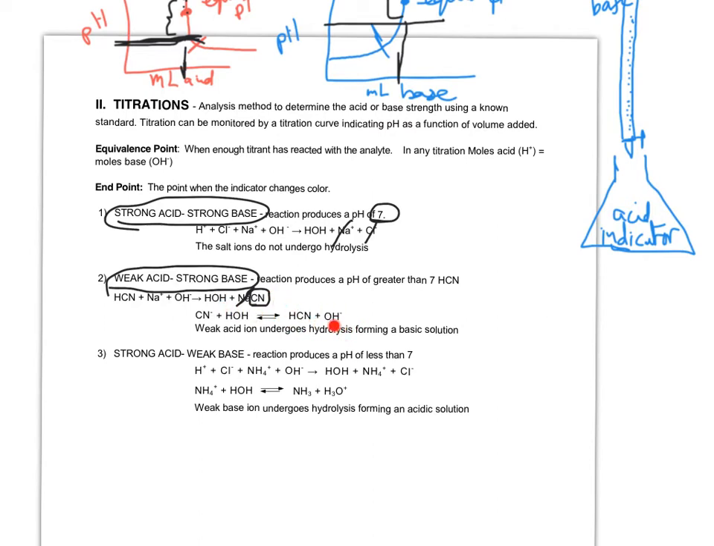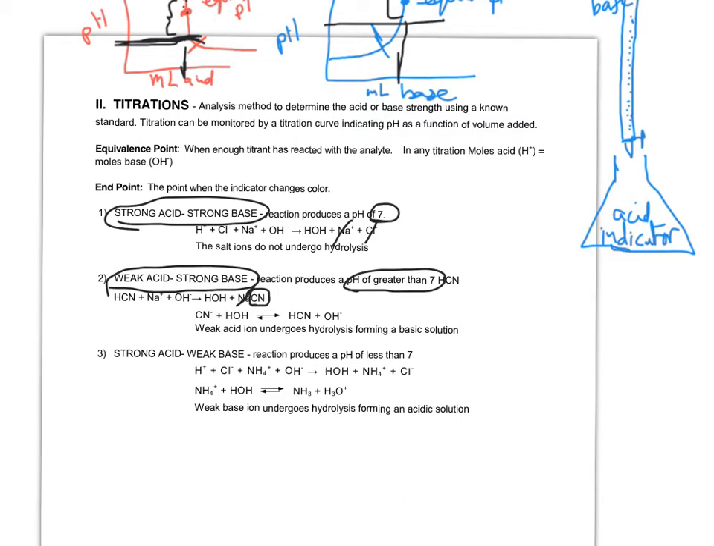And so my equivalence point will actually be at a basic pH. My pH at the equivalence point will be greater than 7. It will not be equal to 7. The reason is because one of my products is an ion that undergoes hydrolysis to form a basic solution.